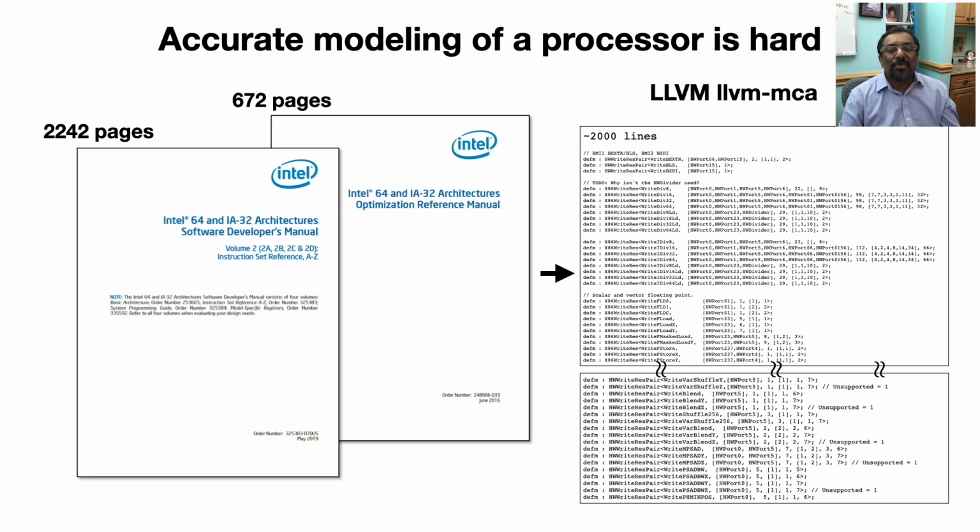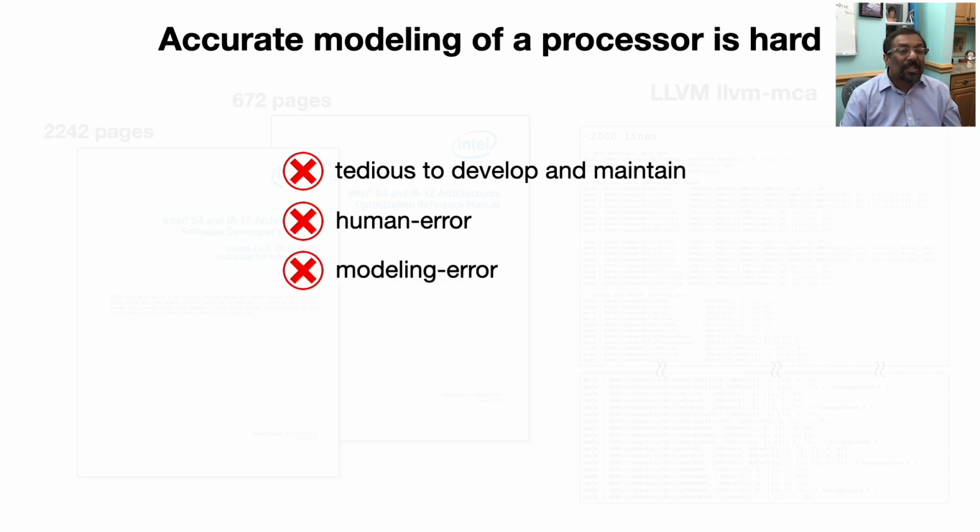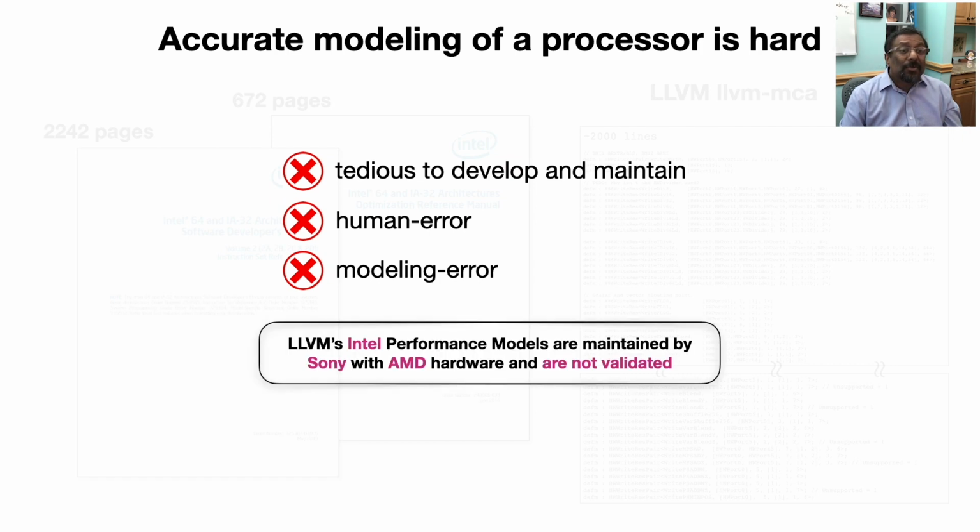Somebody manually did that. This is tedious to develop and maintain. And there's a lot of human error; in fact, we reported multiple of those that got corrected in the MCA cost model. And there's also modeling error. In fact, if you look at the LLVM cost model, it models Intel's hardware using a cost model created by Sony for AMD.